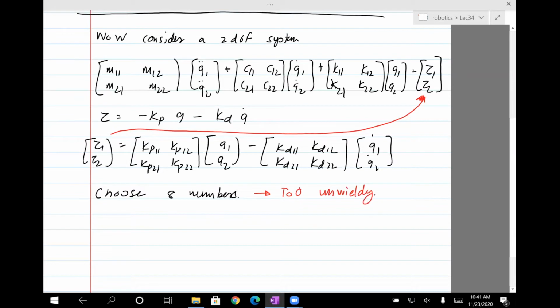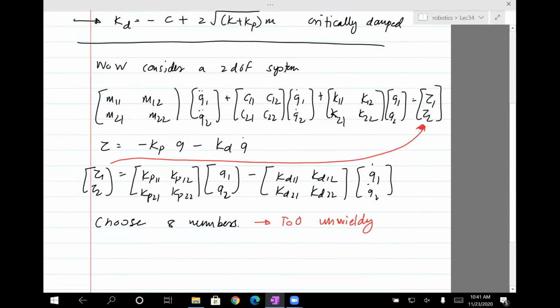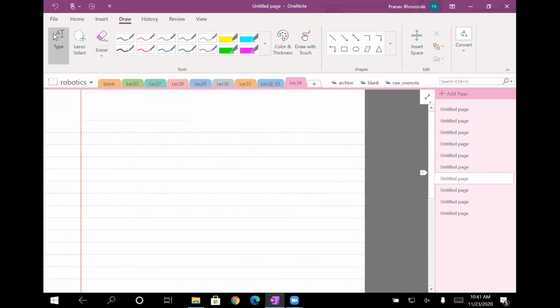Okay, so what we do is I'm going to show you a way that people have tackled this problem of designing a controller for an N-DOF system. And it turns out that you don't really need to choose 8 numbers. You only need to choose n numbers. So if you have an n degree of freedom system, you choose n numbers. 2 degree of freedom, you choose 2 numbers. And 1 degree of freedom system, we choose 1 number. So this is a generalization of doing this type of control. This type of control, which I'm going to talk about next, is called control partitioning.